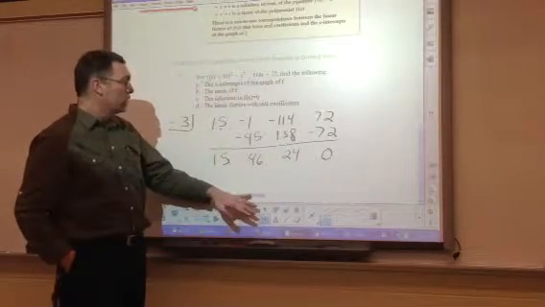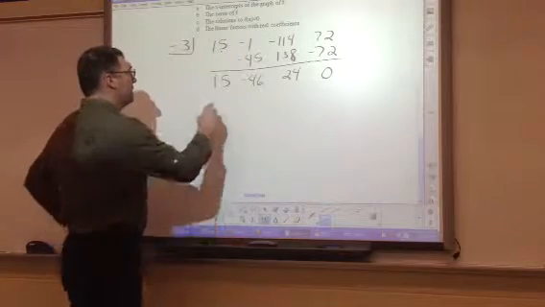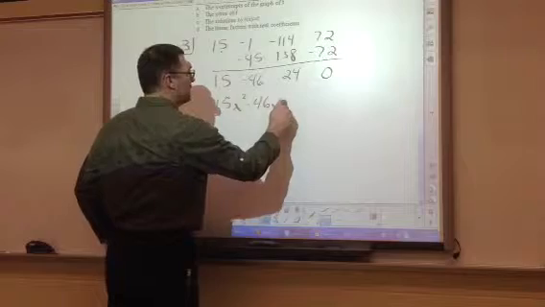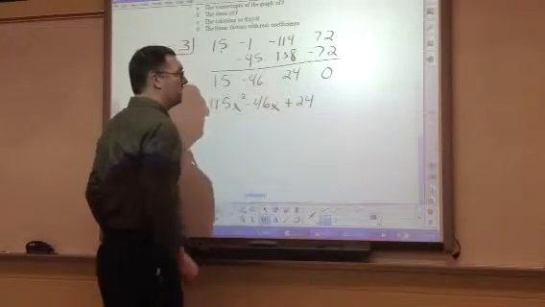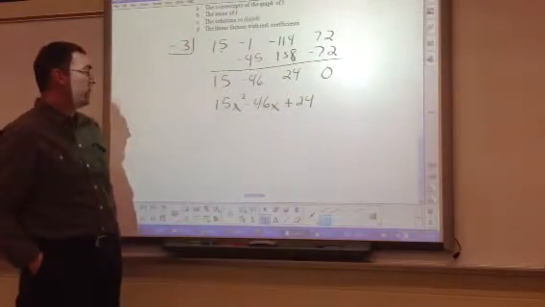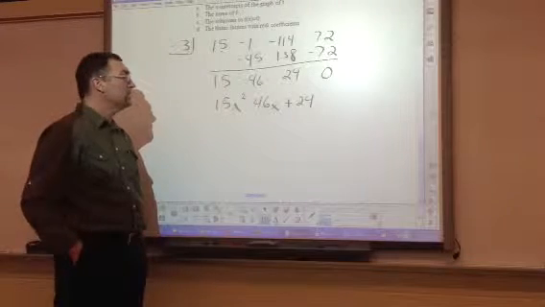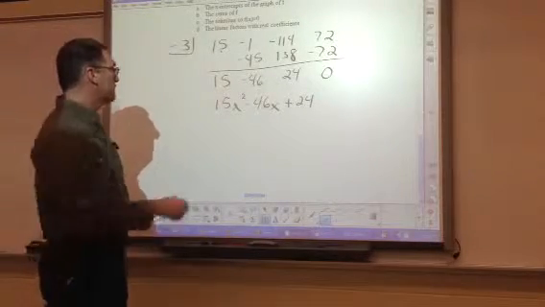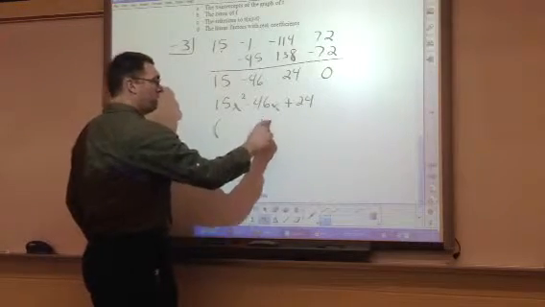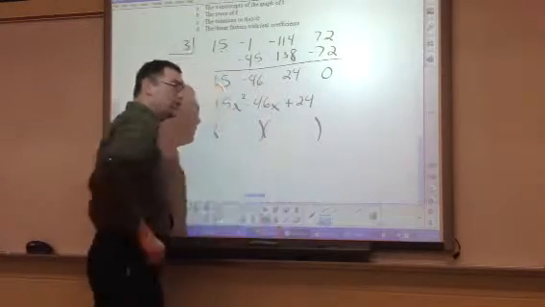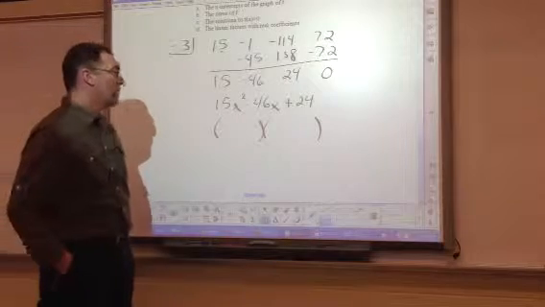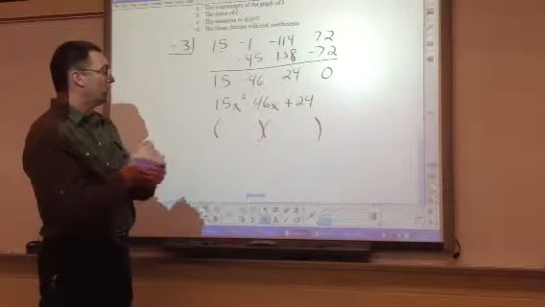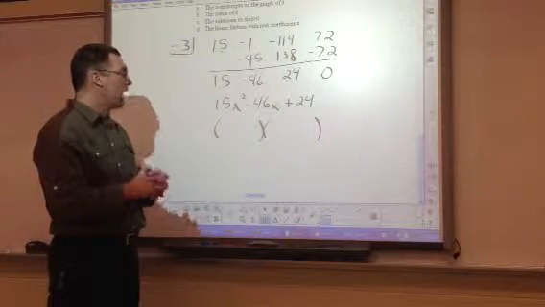Okay, so now we have 15x squared minus 46x plus 24. Now that's going to be kind of tough. We can probably factor that. Probably not going to be easy to factor, but we can do it to help us find the zeros. Now you could use the slide and divide method if you want. That would get pretty tough, but you can actually do that.